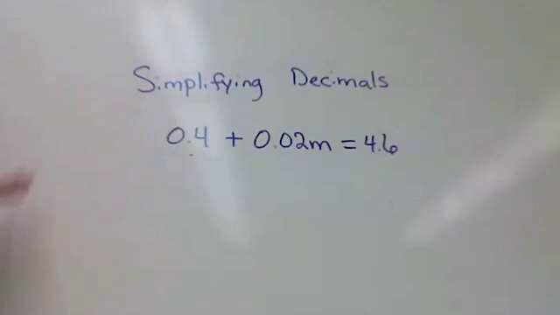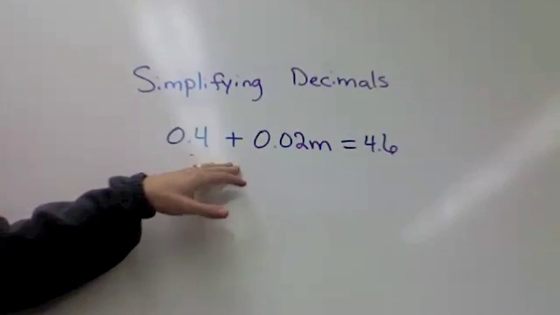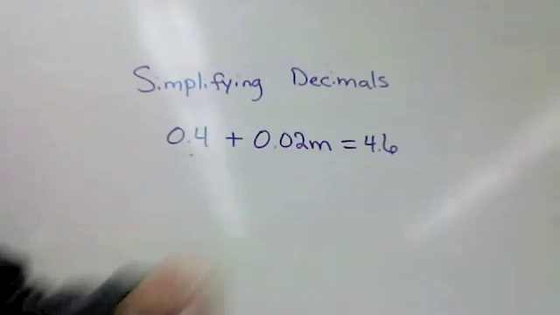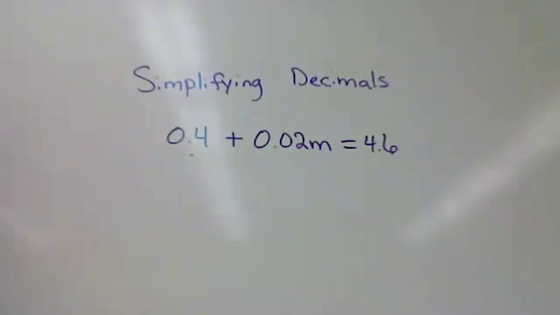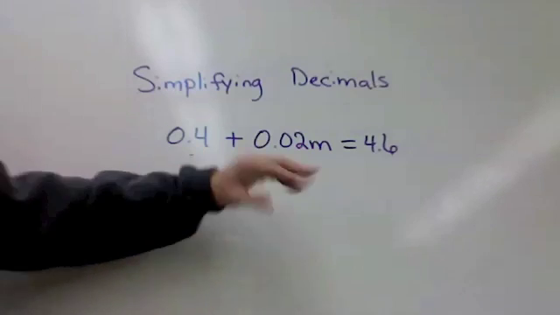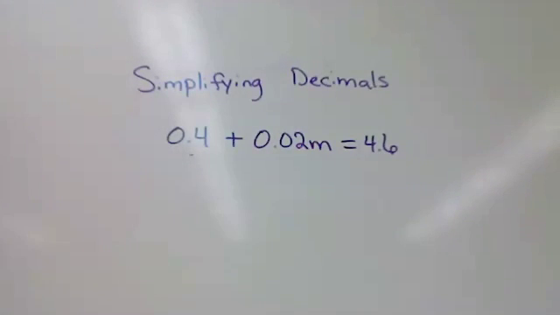So the next part of the lesson we're going to talk about is simplifying decimals and equations. So in this case we have 0.4 plus 0.02m equals 4.6. Now I know I let you guys use calculators, and so this wouldn't be that big of a deal to do. But let's just say, for argument's sake, you don't have a calculator. And let's just try to make this a little easier, especially if you're going to be showing your work. So you see we have all these decimals here, and we want to turn these into whole numbers to try to make them a little bit easier to maintain.